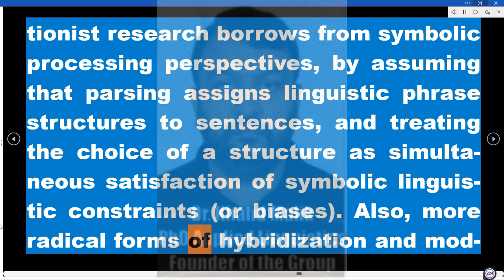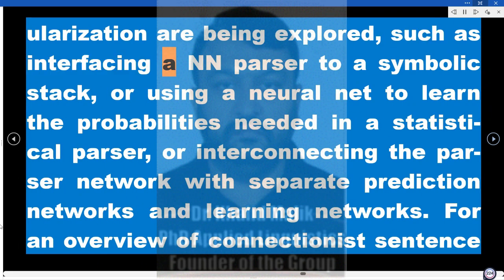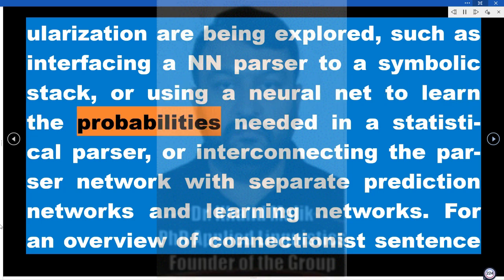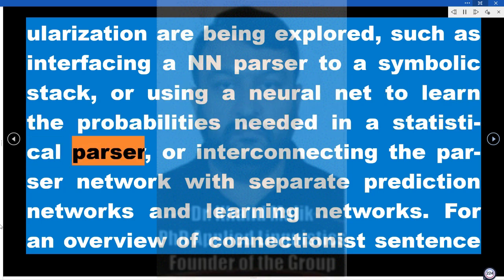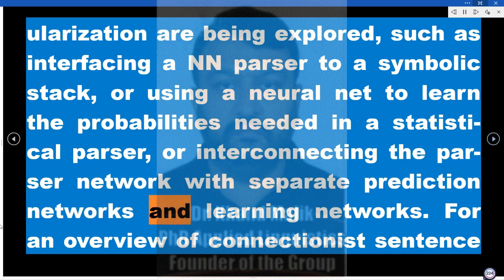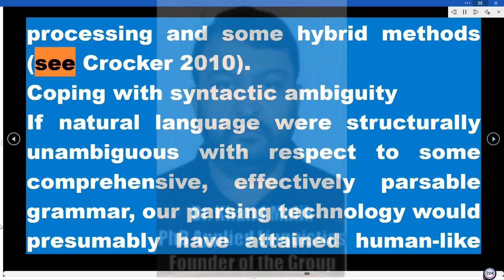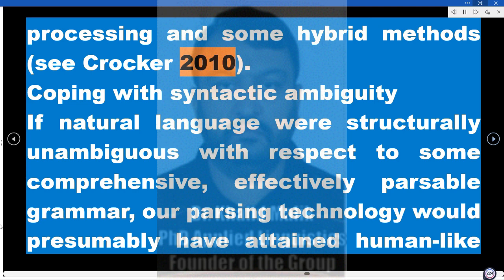Also, more radical forms of hybridization and modularization are being explored, such as interfacing a NN parser to a symbolic stack, or using a neural net to learn the probabilities needed in a statistical parser, or interconnecting the parser network with separate prediction networks and learning networks. For an overview of connectionist sentence processing and some hybrid methods, see Crocker 2010.